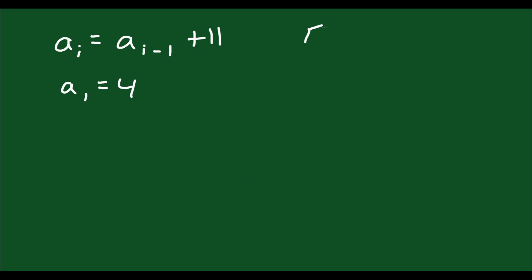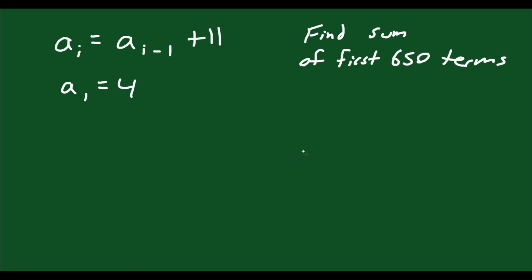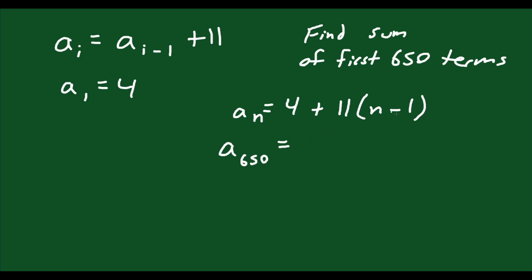And so let's say they ask us to find the sum of the first 650 terms of the series. How could we find that sum? Well, the first thing that we're going to have to do is say, well, the first term is 4, so to find an, your equation would be 4 plus 11 times n minus 1, right? 11 is the d value, you get it from there. So this is the equation to find any particular number. So we could find the 650th number, right? The last number. And so to find the last number, you just plug in 650 for n.